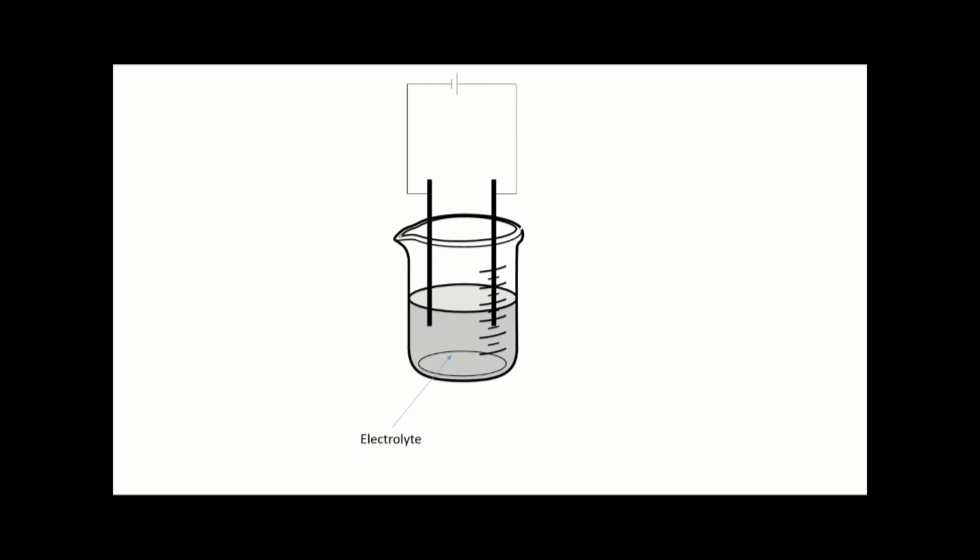So a couple of key words. The electrolyte is the ionic substance that we are electrolyzing, that we're splitting up. We have two words here for the electrodes. The negative one we call a cathode, and the positive one we call an anode.